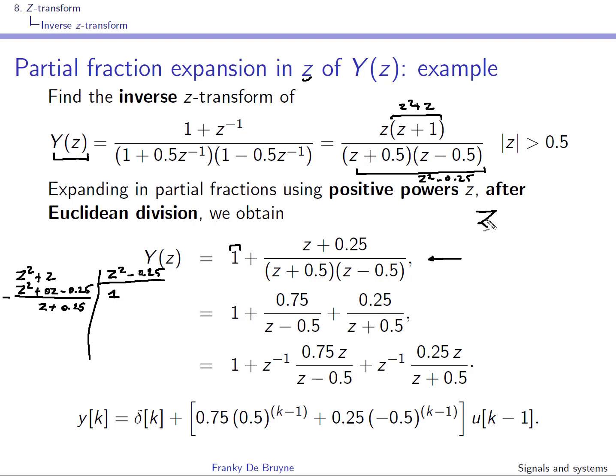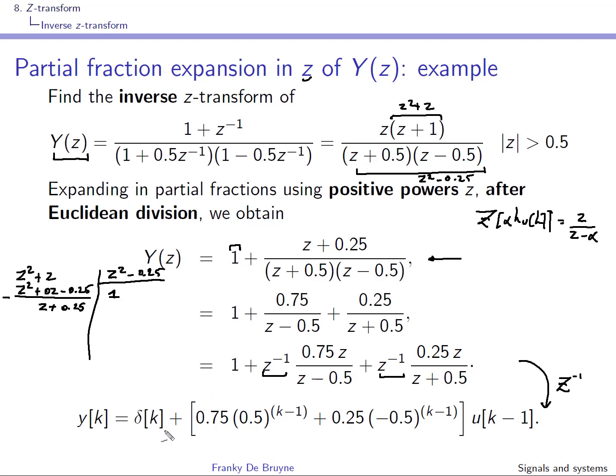Remember that the z transform of alpha to the k times u of k is z over z minus alpha. So when you look at this expression here, well, there is no z. So if you introduce the z, you'll have to put a z to the minus 1 and a z to the minus 1 over here. Remember that this is the delay operator, right? So when we do the inverse z transform, this is what we'll obtain.